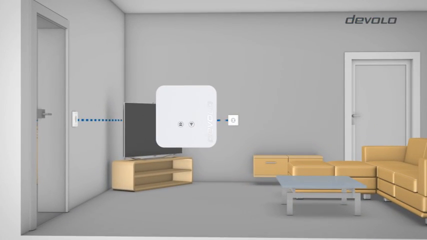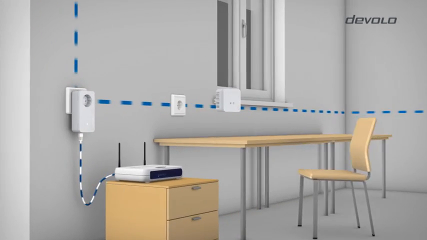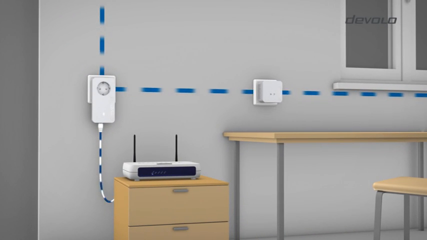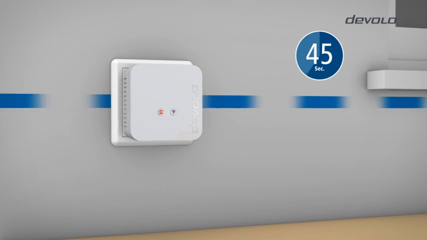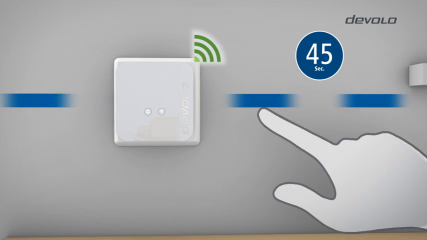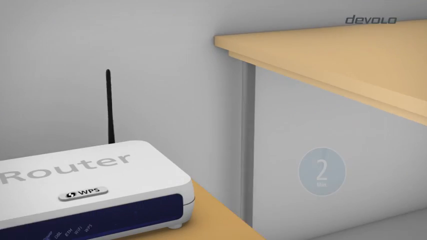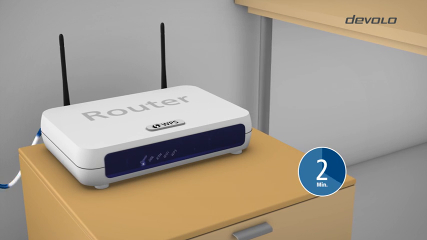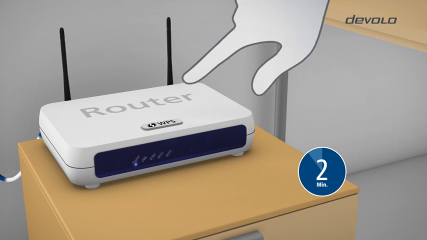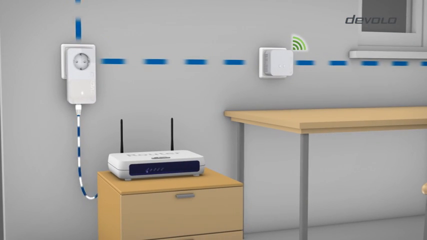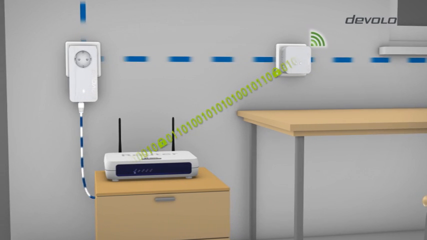Start by plugging the Wi-Fi capable adapter into an available power outlet near your router. Wait 45 seconds so that the adapter can restart. Press the WPS button briefly. Then, press the WPS button on your router within 2 minutes. The adapter will now automatically take over the usual Wi-Fi configuration from your router.